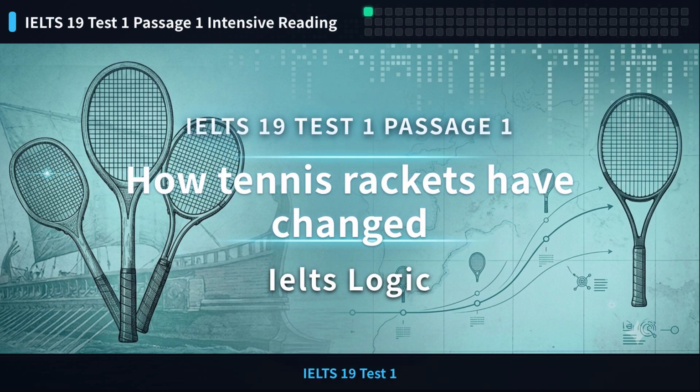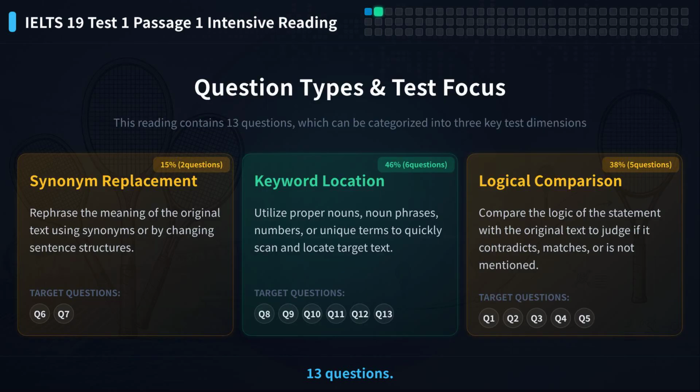Today we study IELTS 19 Test 1 Passage 1, How Tennis Rackets Have Changed. This article has 13 questions. The first 7 are true-false not given questions. The last 6 are note completion questions.